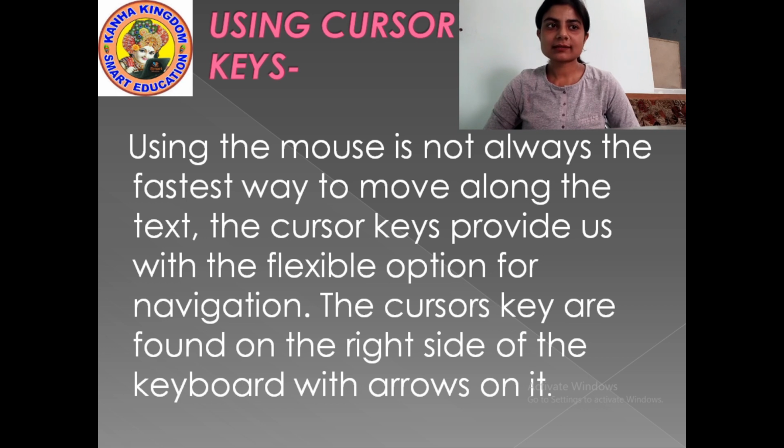The cursor keys are found on the right side of the keyboard with arrows on them. You can see on the right side of your keyboard there are 4 cursor keys with arrow marks on them: left arrow, right arrow, upward and downward arrow. Moving with the mouse is not always easy, but with the help of these cursor keys, you can move easily around the text. Now let me tell you what the functions of these cursor keys are.